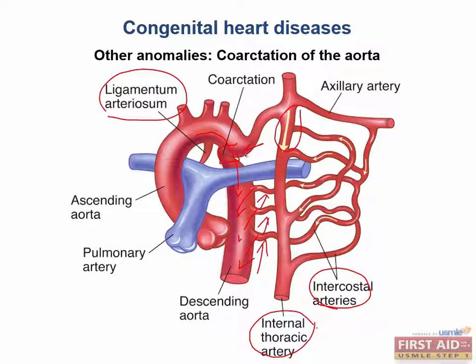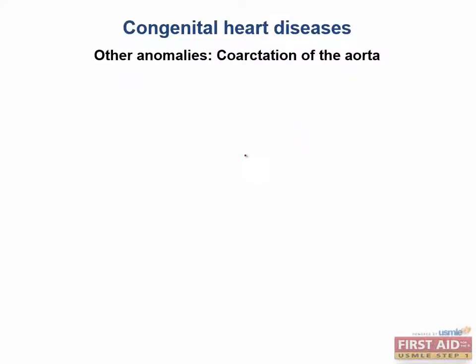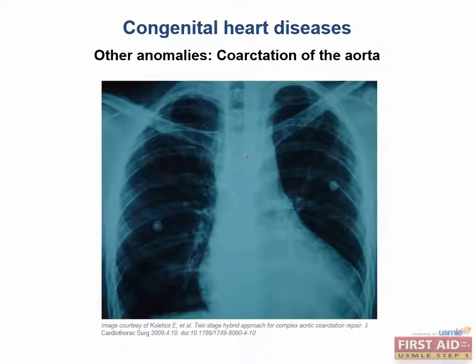Now, they're not going to ask you this directly. Rather, they're going to show you an image like this. Now, where do these anterior and posterior intercostal arteries run? They run on the inferior aspect of all of the ribs. So this means that on X-ray, you will see little notches. Here, here, here, here. They're everywhere.